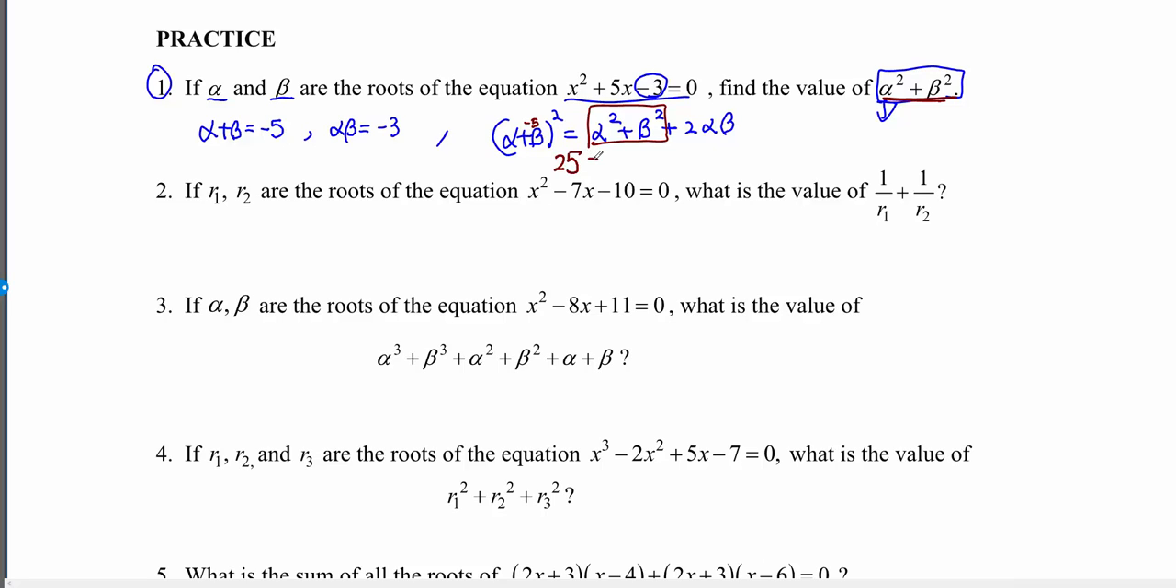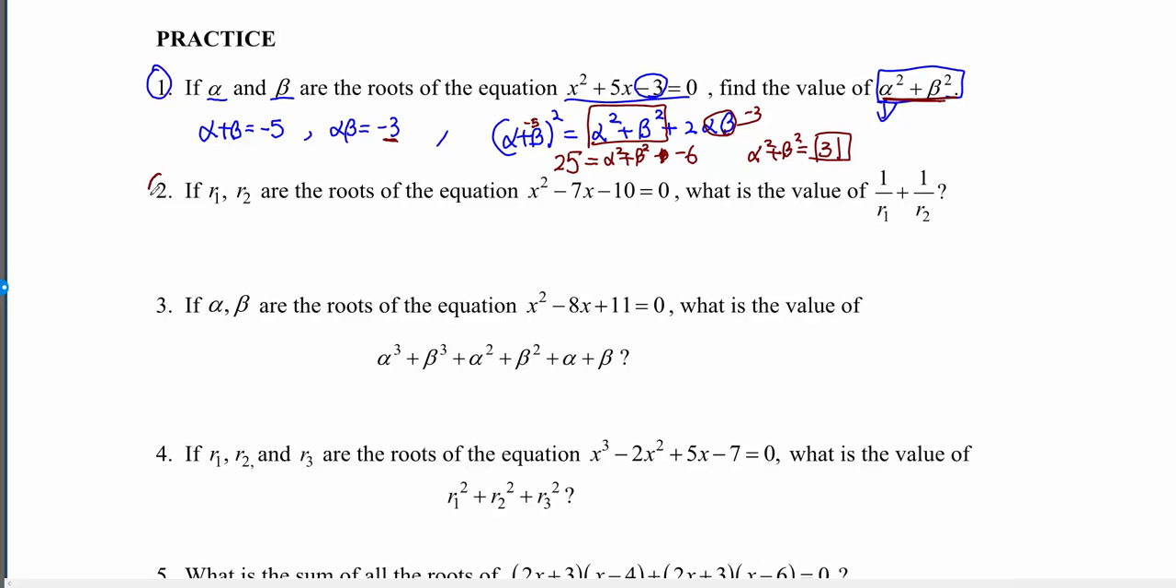25 is what we need? Alpha square plus beta square, right? And plus 2 alpha beta is given over here. That is a negative 3, right? So 2 times negative 3 is a negative 6. So alpha square plus beta square is how much? Plus 6 on both sides will be 31, that is the answer. Now we did 1 already.